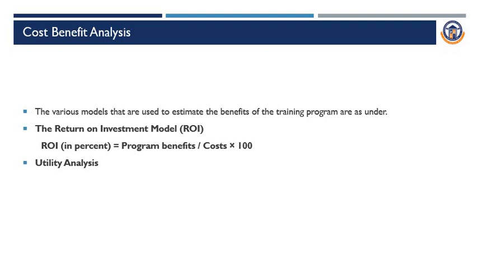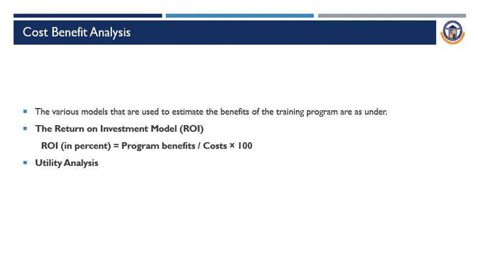The first model used to estimate the benefits of a training program is the ROI model, the return on investment model. Organizations spend a huge amount of money on employee development, so it is very important to ascertain the benefit. Here we have given the basic formula for calculating the return on investment in percentage. ROI is equal to program benefits divided by cost incurred for the training program, multiplied by 100.